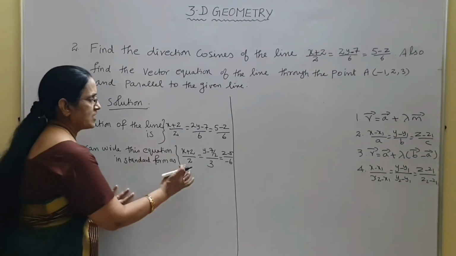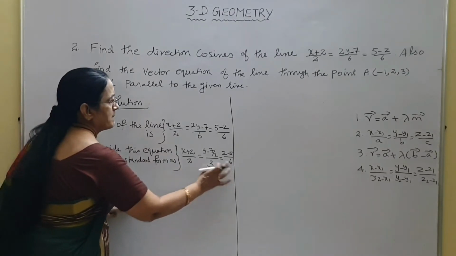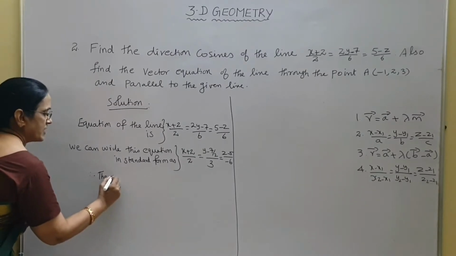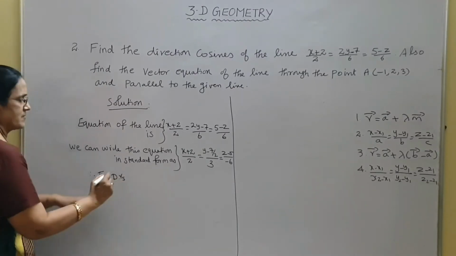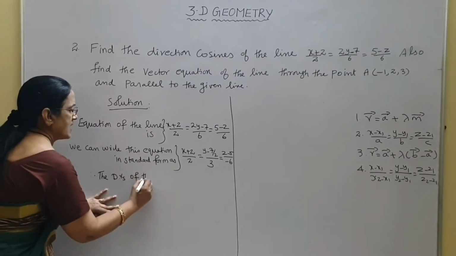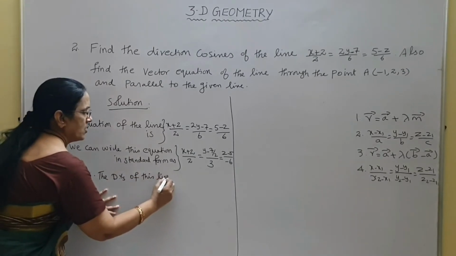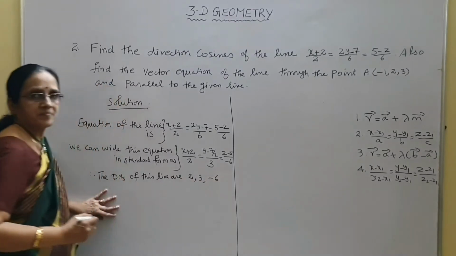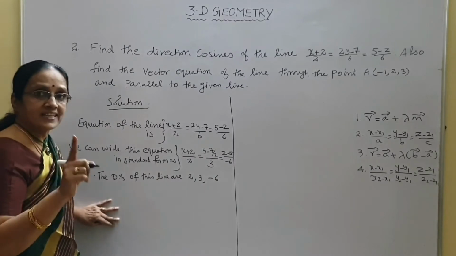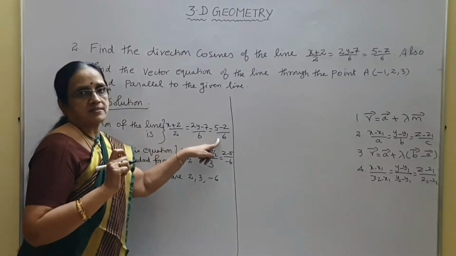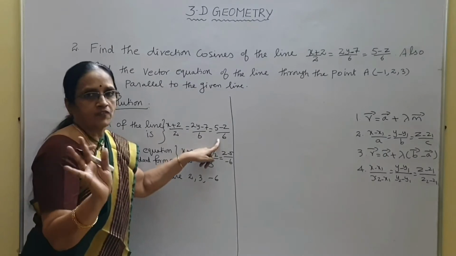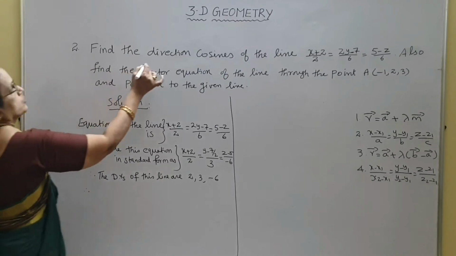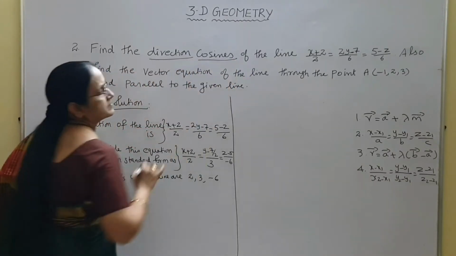So, we have written the given equation in standard form. Now the DRs are nothing but 2, 3, minus 6. So therefore, the direction ratios or the DRs of this line are 2, 3, minus 6. You cannot write it as 266. So you have to be careful. Okay. Now, therefore, what is the first part? You need to write the direction cosines.